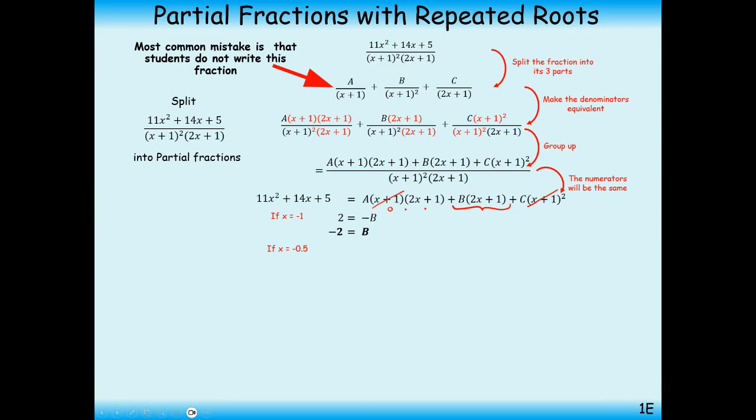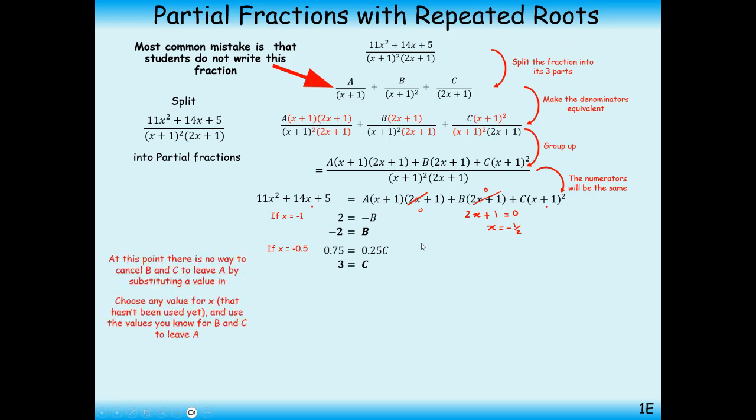Now we can take the value of x to be negative half. How did we come up with it? If you set up 2x plus 1 equal to 0 and solve it, you end up with x being negative half. So to eliminate this bracket and this bracket, make them 0, we take x to be minus half and substitute it in the left and on the right. That would give us the value of c to be 3.